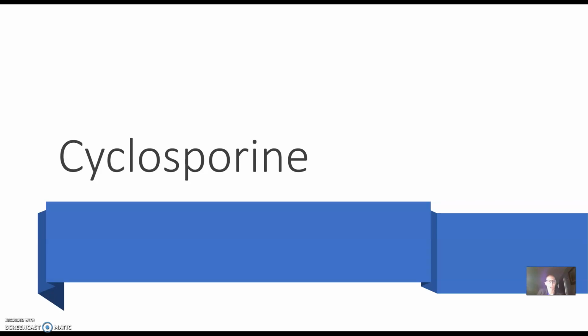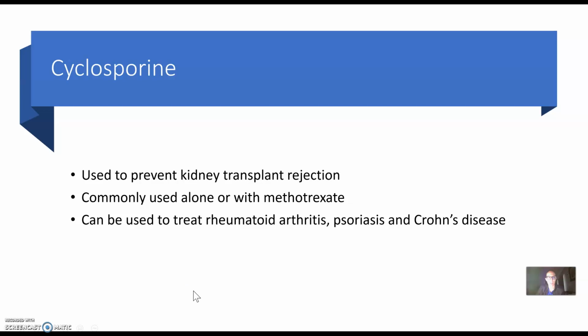The medication I chose to go over for this presentation is cyclosporine. Cyclosporine is used to prevent kidney transplant rejection. It is commonly used alone or with another medication called methotrexate. It can also be used to treat rheumatoid arthritis, psoriasis, and Crohn's disease.